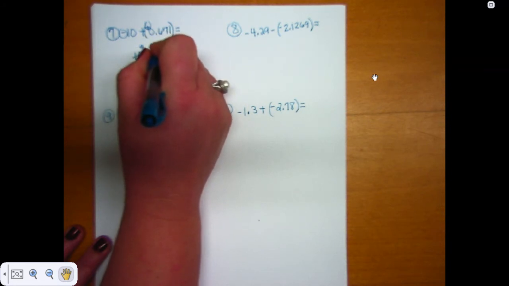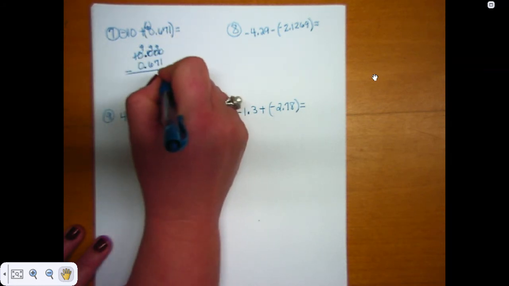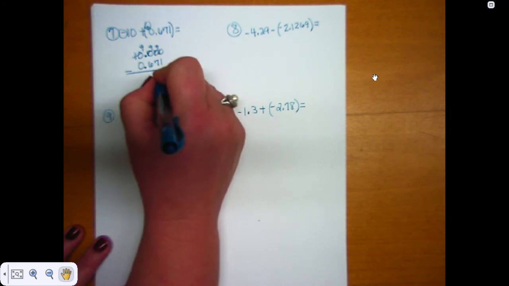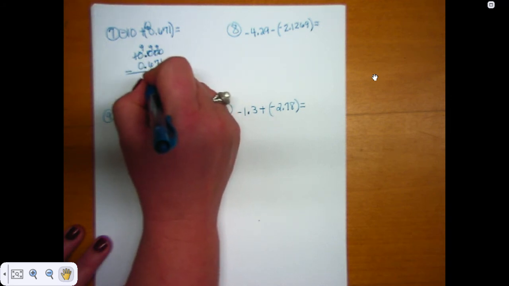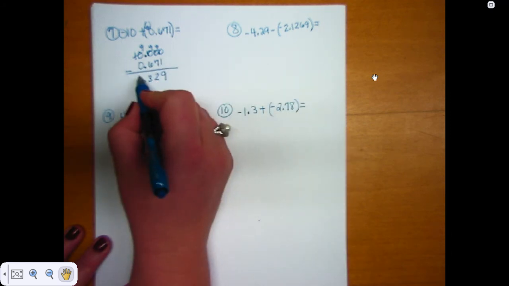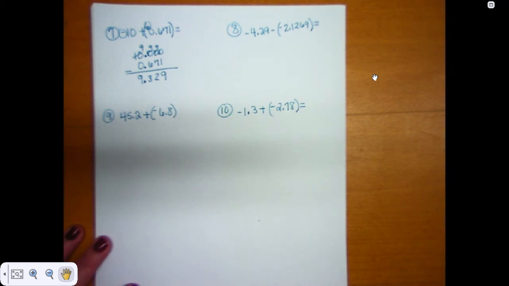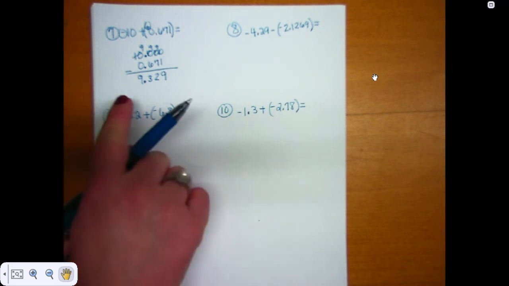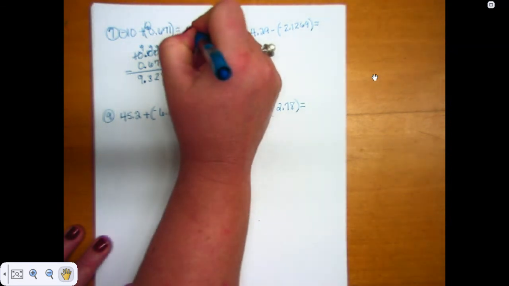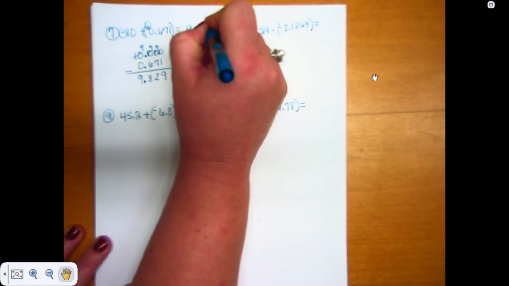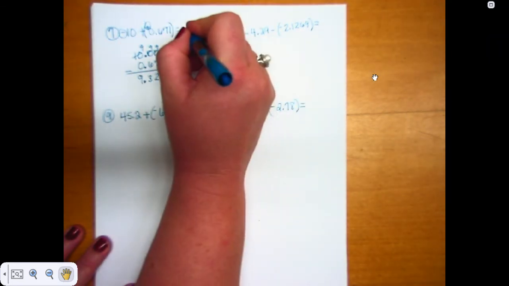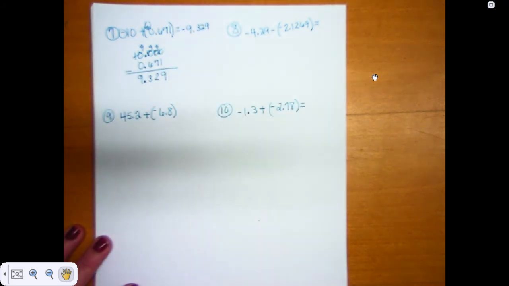I need to regroup. 10 minus 1 is 9. 9 minus 7 is 2. 9 minus 6 is 3. Bring down your decimal. And 9 minus 0 is 9. Now I'm going to check to see. I'm just going to move it up here. 9.329. And it is negative because 10 is the largest absolute value. Negative 10 has the largest absolute value.